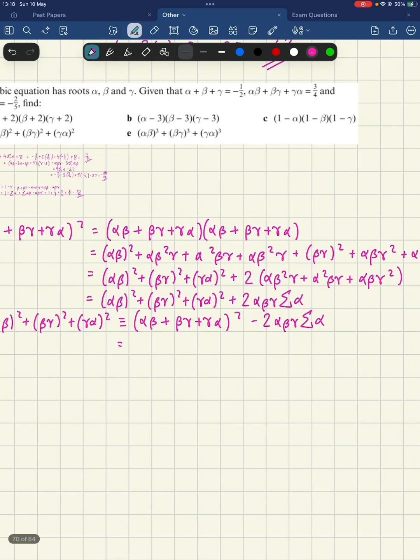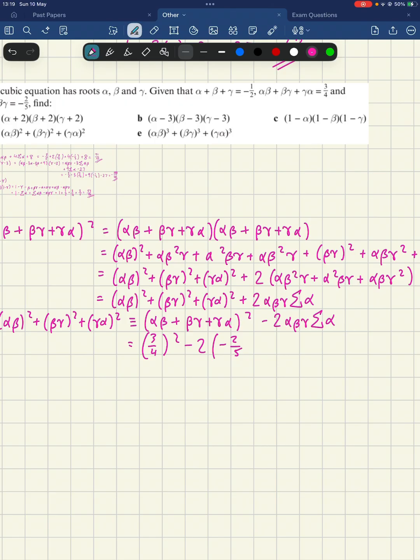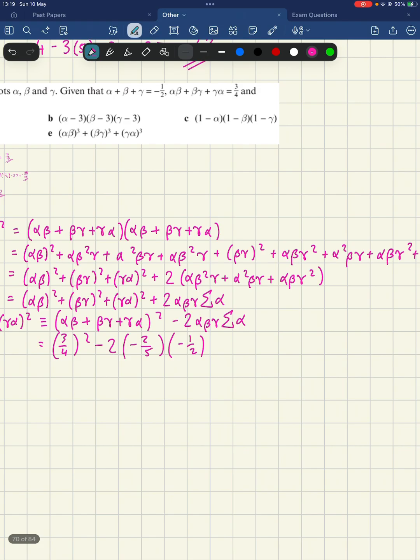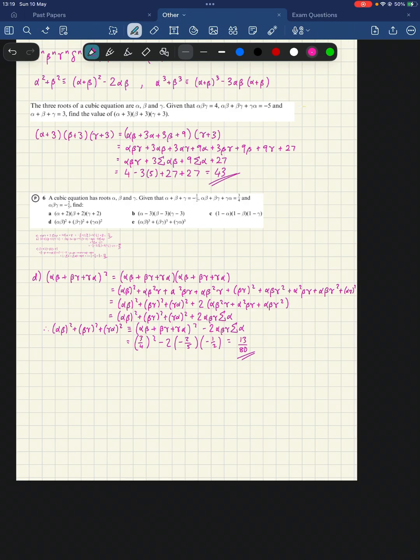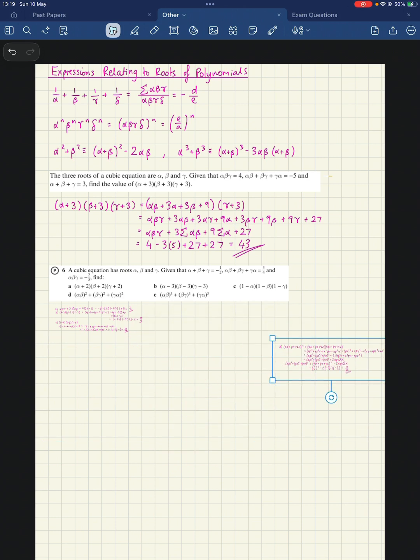Well, now we can just substitute numbers because we know that the sum of all the doubles is 3/4. So we're going to square that, and then we're minusing two lots of the product of the roots, which is negative 2/5, and then by the sum of the roots, which is negative 1/2. And this gives us 13/80. Right, so that's part B done. Alright, now the final boss.